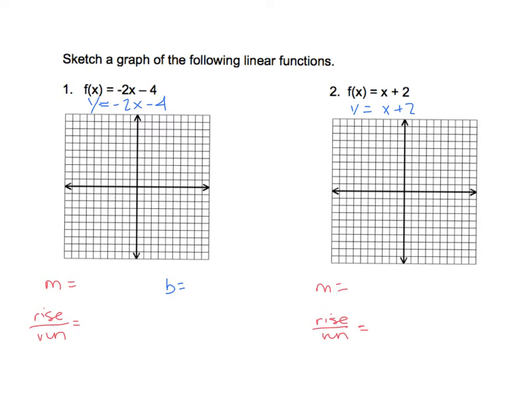First thing that you need to figure out is what is your slope, and your slope will give you your rise over run. And then you need to figure out what is your y-intercept, because that's going to be the first point that you plot. You begin with the y-intercept.